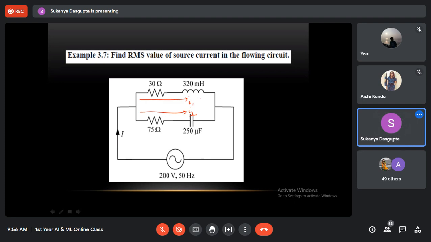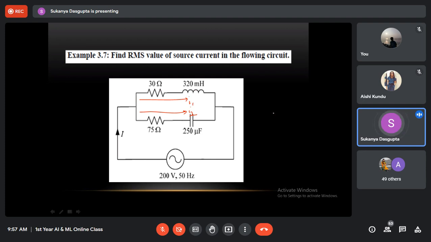What is small I1? How to find out I1? I1 is actually the voltage across this coil divided by the impedance. What is I2? Voltage across this capacitor, which is including this resistance obviously, divided by the impedance of this branch. That means this branch voltage divided by the impedance will give you the value of I2, and this branch voltage divided by the impedance of this branch will give you the current I1.